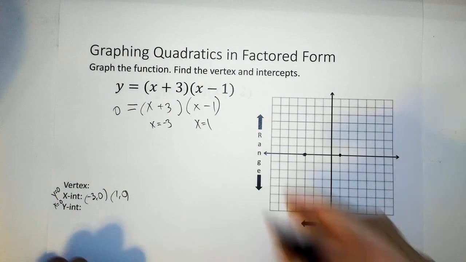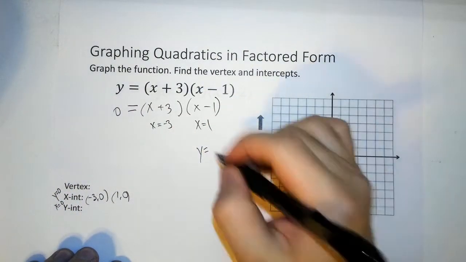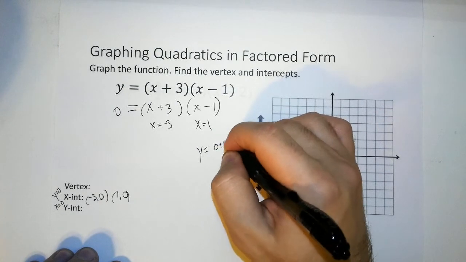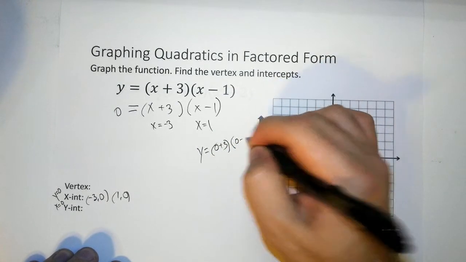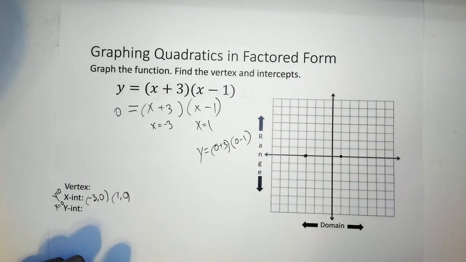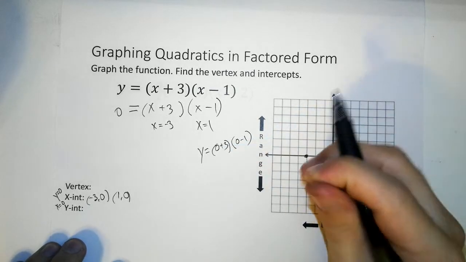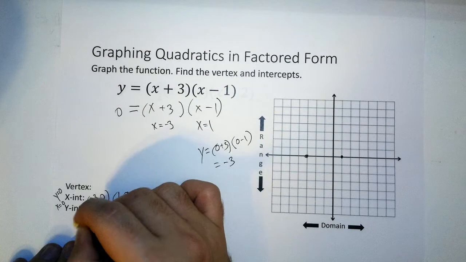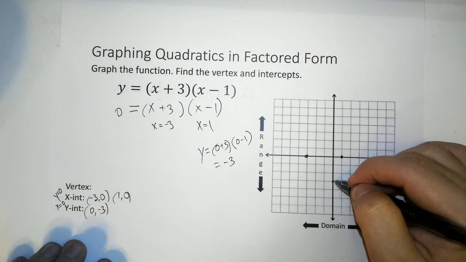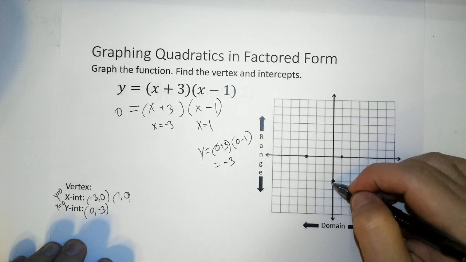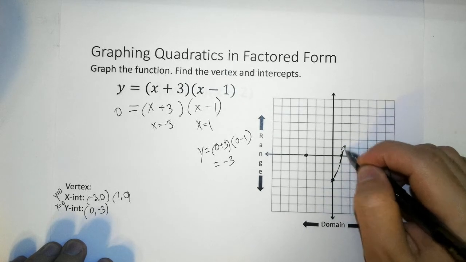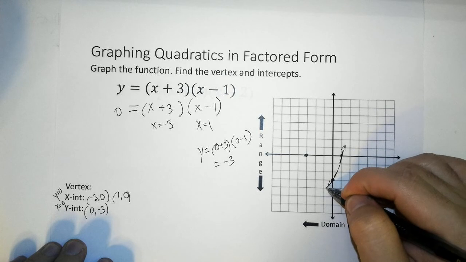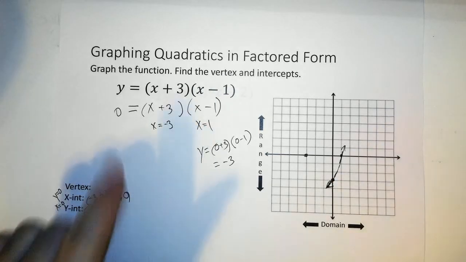Remember, x equals 0 for the y-intercept. So then y would be equal to 0 plus 3 times 0 minus 1. 0 minus 1 is a negative, so 3 times -1 is -3. That's our y-intercept, so (0, -3). You notice this is going kind of quickly. It's not too hard so far. I just knocked out my x and y intercepts really quickly, and that was all thanks to that vertex form.